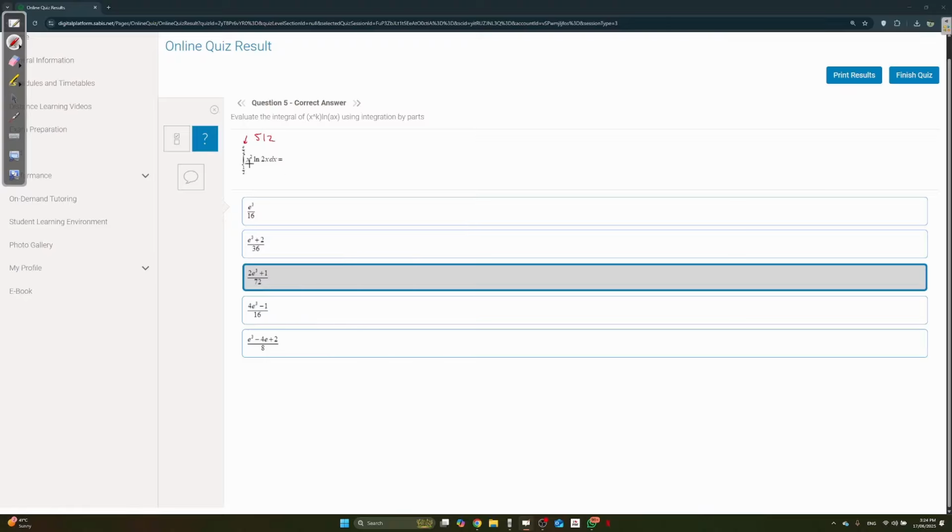Let's see. So integral x squared ln 2x. So over here, integral x squared ln 2x dx. Okay, so again, we need to choose our u and dv and our du and our v. So what is our u? What is our dv? Let's take a look.